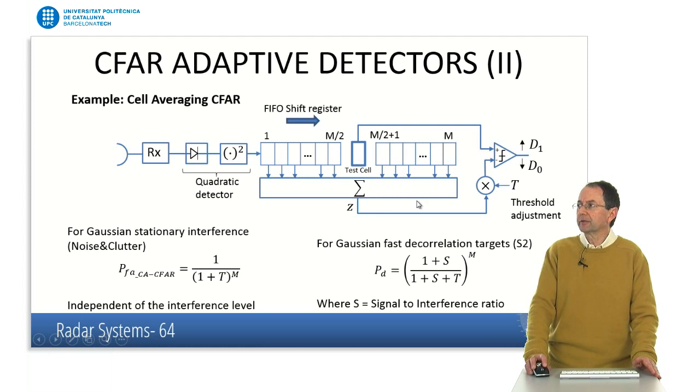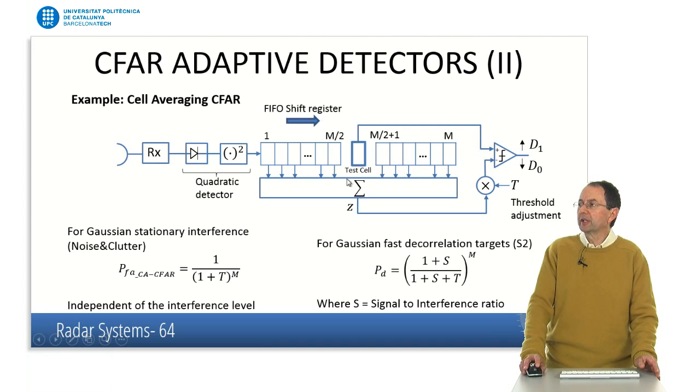And instead of using a fixed threshold, we use an adaptive threshold which is obtained as an arithmetic average of the surrounding cells here. So the result of this addition is actually multiplied by a threshold adjustment parameter, this capital T, and then we take the decision. In certain conditions, with, in this case, Gaussian stationary interference, it can be demonstrated that the probability of false alarm of this system is constant. And this is actually the result. M is the number of cells, and T is the value of this adjustment parameter. So we can obtain a low probability of false alarm by proper adjustment of the system.